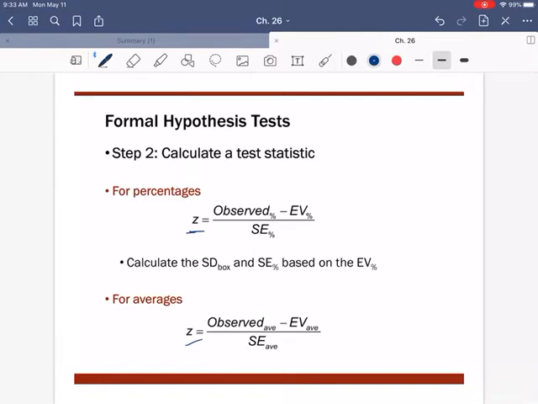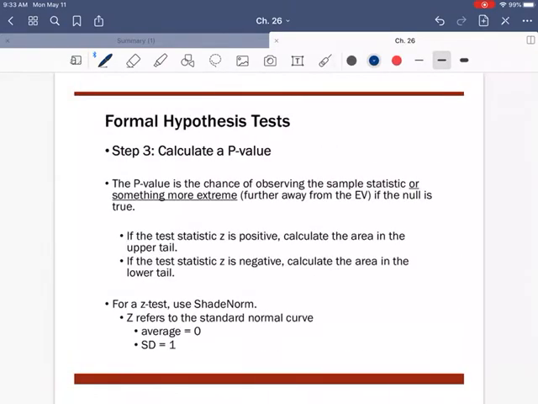Step 2 is to calculate Z, and it's just our normal formula: the number we want minus the expected value over the standard error. Depends on if you're using percentages or averages for which formula you use to get the expected value and the standard error. Then you calculate what's called the p-value. And we know how to get the p-value. We've done it over and over and over again. We've just never called it the p-value. The p-value is simply the number you get from shade norm. That's now our p-value. So it's the percent or that chance of that happening.